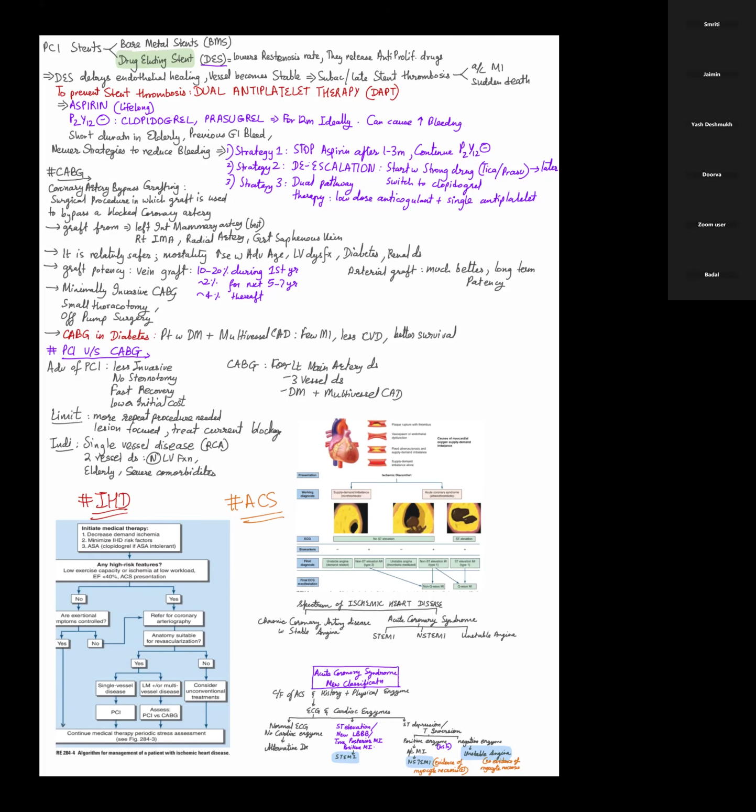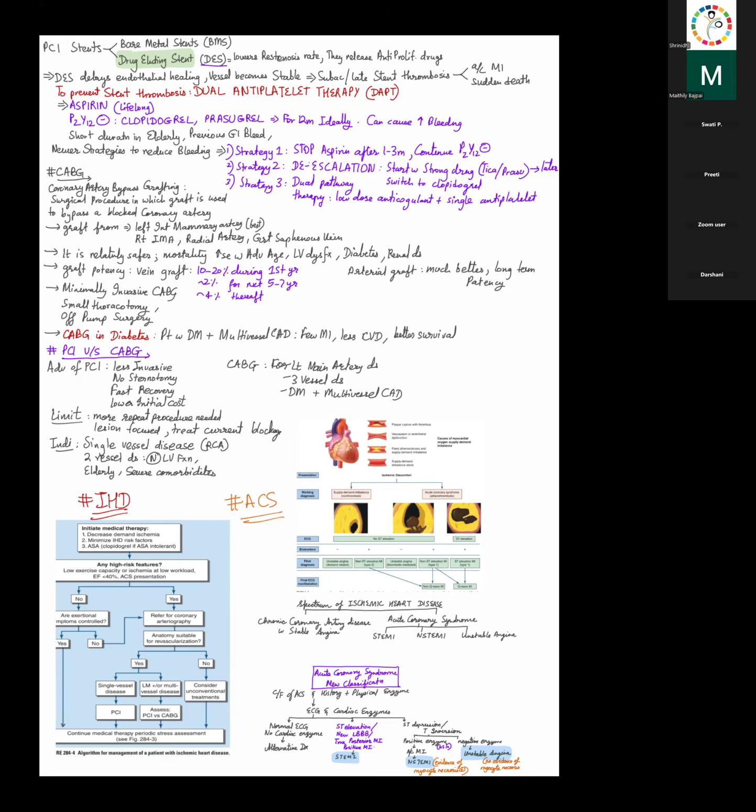Second, we'll evaluate any high risk features. An example includes low exercise capacity on stress testing. We'll check the ejection fraction, and if the high risk features are absent, then we'll evaluate if exertional symptoms are controlled or not. If it is controlled, then we'll continue with the medical therapy for the future. And if it is not controlled, then we'll go for coronary arteriography. And if the high risk features are present, we will go for coronary arteriography.